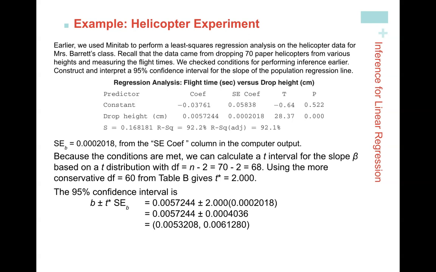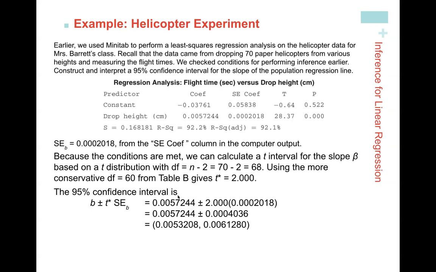So conditions are met, so we can construct a t interval for the slope beta with df equal to n minus 2, which is 70 minus 2, or 68. Now if you use the table, use the more conservative df equal to 60. Remember, we always go down. We don't round up, we don't round off, we go down. And this gives us a t star of 2.0.